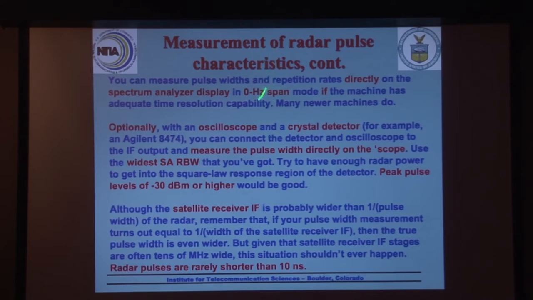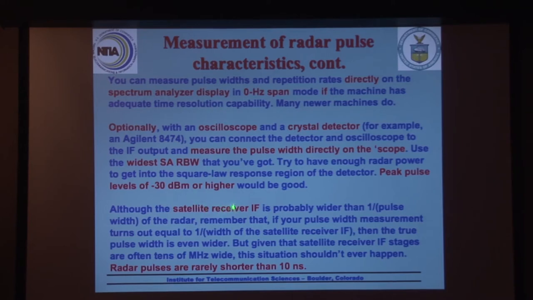So, depending upon the circumstances, with your spectrum analyzer in a zero hertz span, if it can't sweep fast enough or you want to really get some detailed looks, use an oscilloscope with a crystal detector on the IF output, like, for example, an Agilent 8474, and then you can measure the pulse width directly on the oscilloscope, and you can also obviously measure the pulse repetition interval that way. Try to get enough radar power in there to get in the square law response region of the detector, although it's not absolutely necessary. It's not a bad thing, though, to get that peak pulse power out of the radar up to minus 30 dBm if you're using a detector. You don't have to, but it's good.